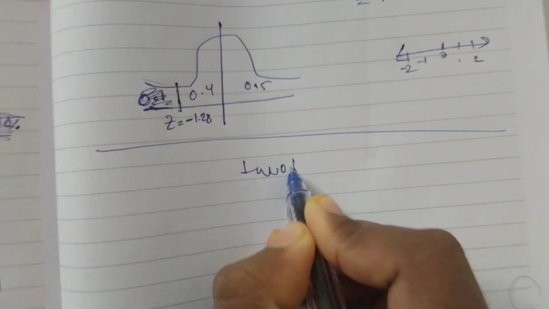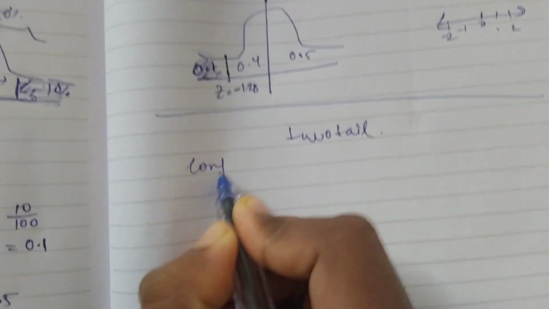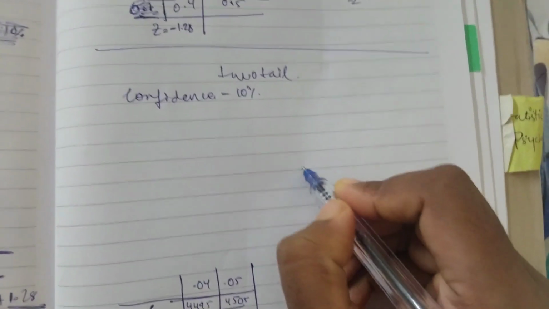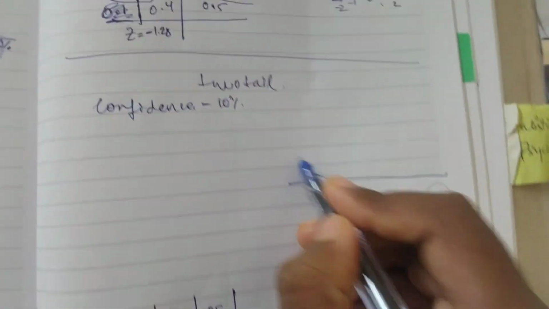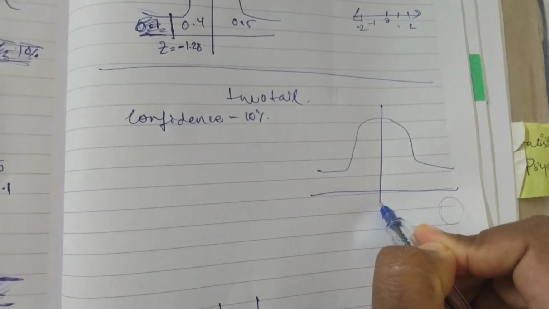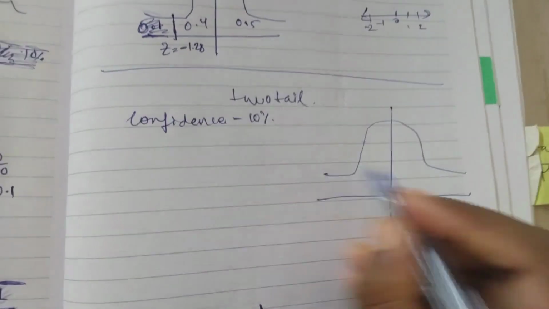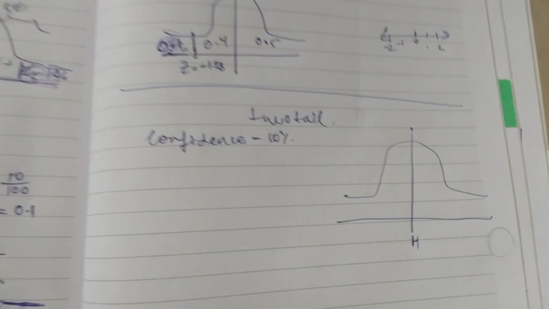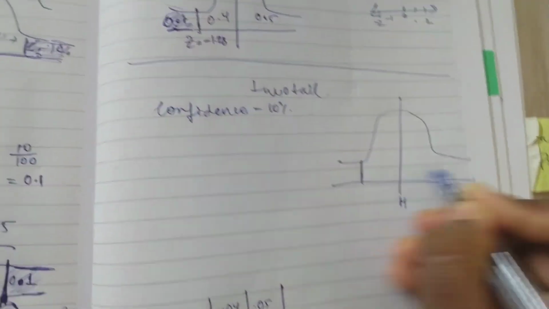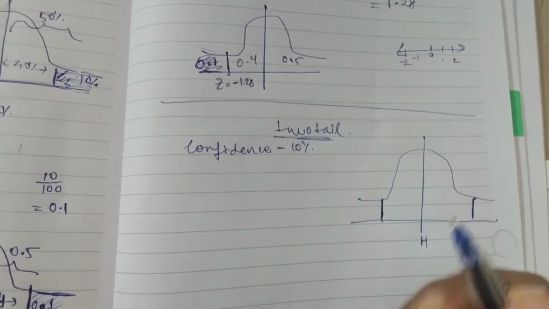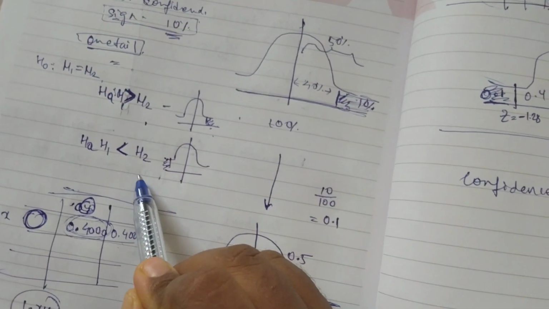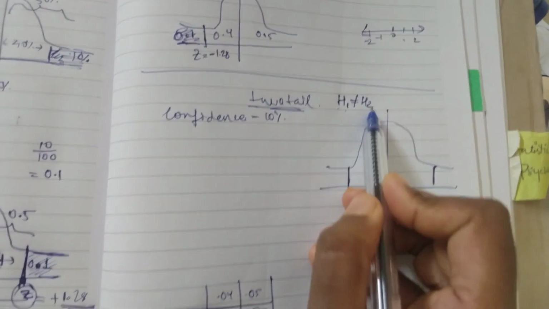Now for two tail, I'm taking the same confidence level, 10%. When the confidence level is 10%, I make this graph, make one line, putting here mu, or 0, whatever you want to consider for this moment. For calculating the z value, I will draw both sides because it's a two-tail test, and for two tails we take h1 is not equal to h2. In one tail we take greater than or smaller than, but here we are taking not equal to.